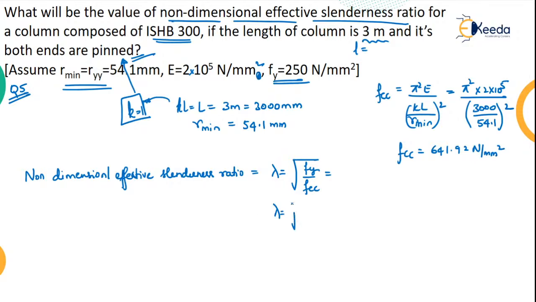So how much will be lambda? Lambda will be equal to 250 divided by 641.92, under root. So lambda will be equal to 0.624. Understood? So that's your non-dimensional effective slenderness ratio.